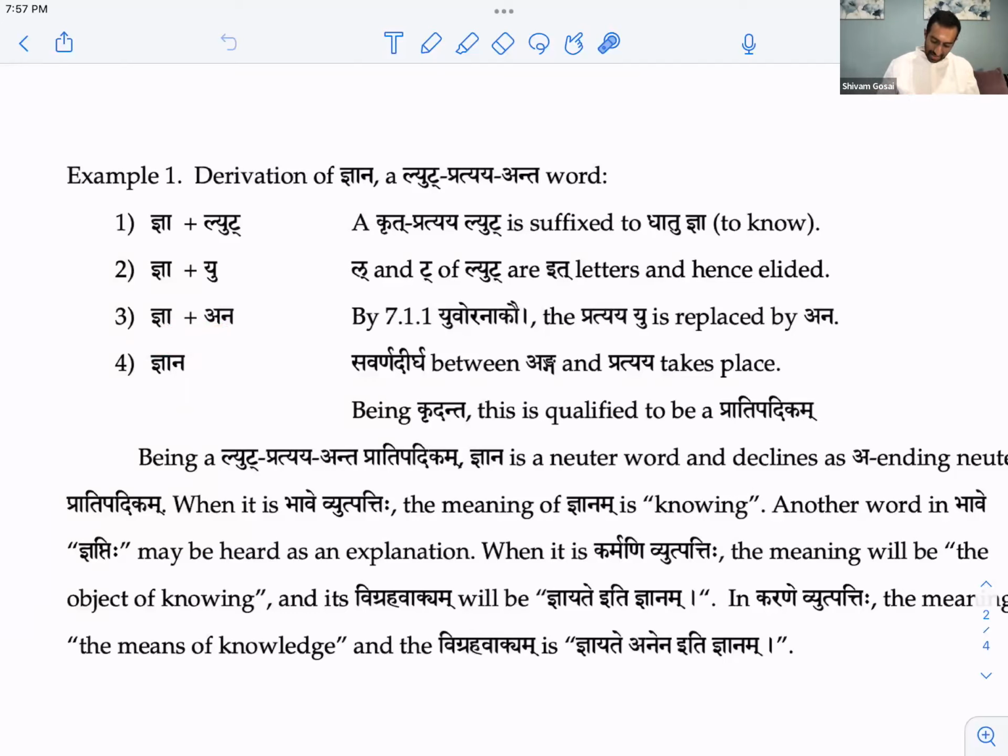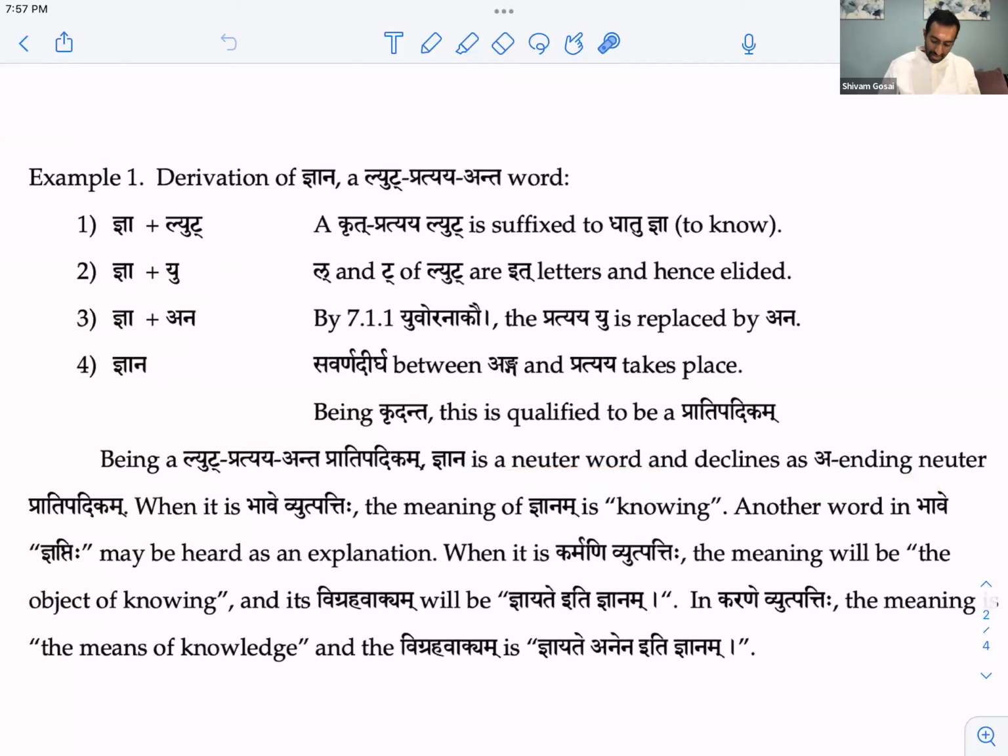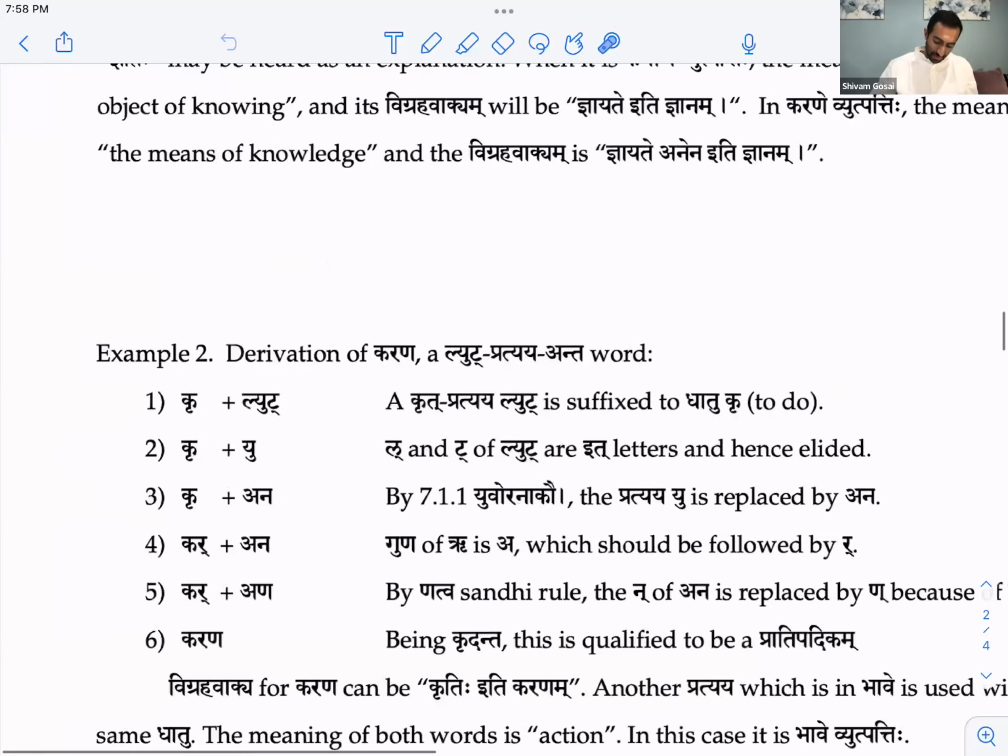Okay. So as I was saying, jnana is a neuter word because we're in the sense of bhava, and it declines as an a-ending napumsakalinga. In bhave, the meaning of jnanam is knowing, or we can say knowledge. And another word in bhava can be used to explain it. So let's not look at the vigraha vakya yet. So this much, is this clear? Jnana. Okay. Let's see one more example.